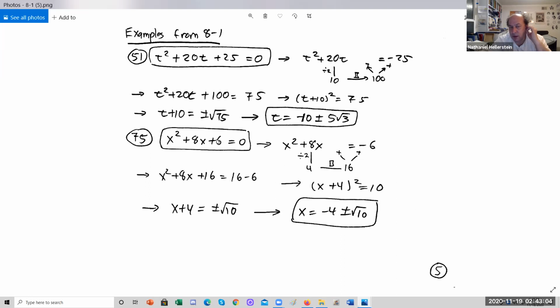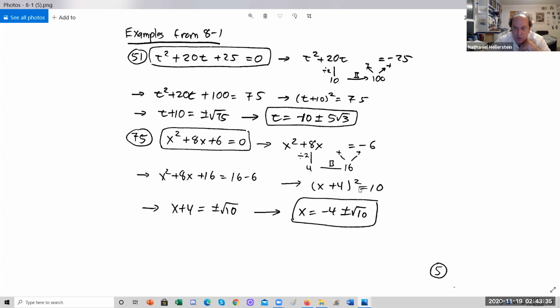x squared plus 8x plus 6 equals 0. Transpose the 6. x squared plus 8x is negative 6. Okay, to complete the square, we take half of this 8, that's a 4. Square that, that's 16. Add to both sides. So x squared plus 8x plus 16 is 16 minus 6. This left side is a completed square of x plus 4. x plus 4 squared equals 16 minus 6 is 10.